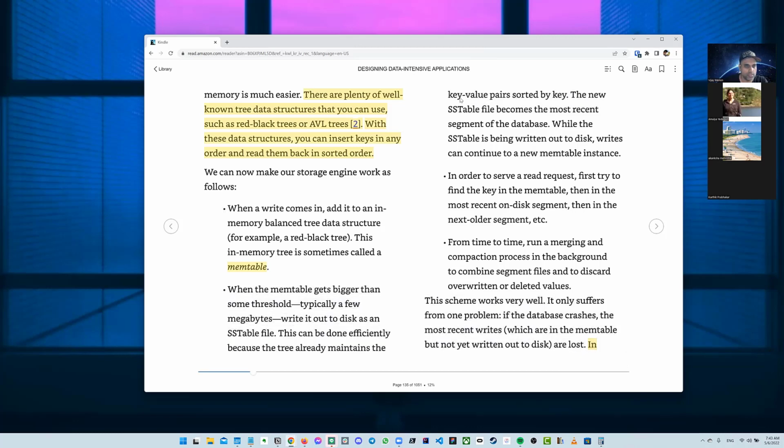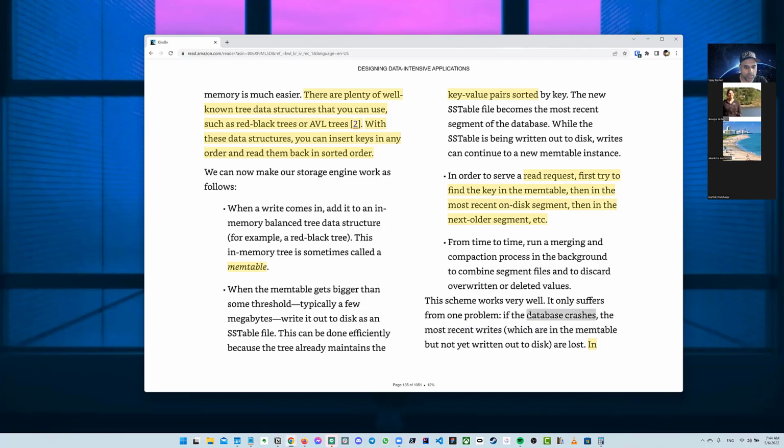So from here, in order to serve a read request, first try to find the key in the memtable, then go to the most recent on-disk segment, then the older segment, and so on. This is how you do your read operations. And from time to time, run a merging and compaction process in the background to combine segment files and discard overwritten values. This scheme works pretty well, and it suffers from only one problem: database crashes.